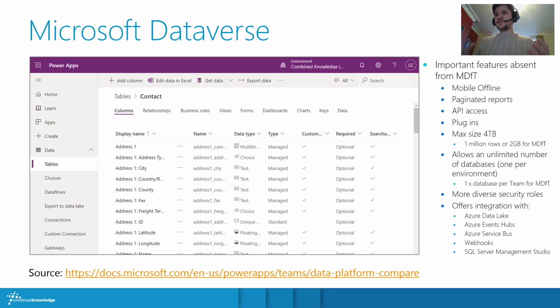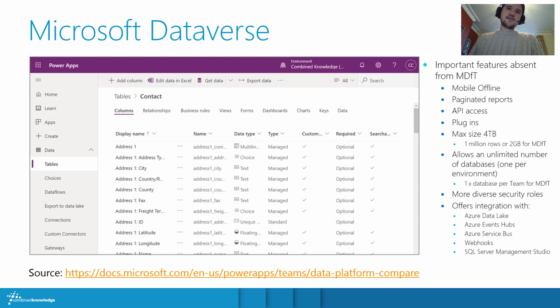If you're looking at the size of your tables in Microsoft Dataverse, the maximum size for a table is 4 terabytes. However, if you're using Microsoft Dataverse for Teams, this is much smaller. You're limited in Microsoft Dataverse for Teams. You're allowed 1 million rows of data or up to 2 gigabytes of data.